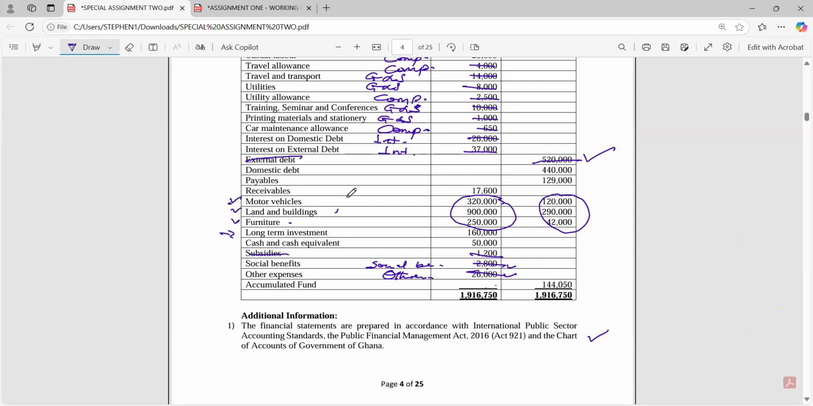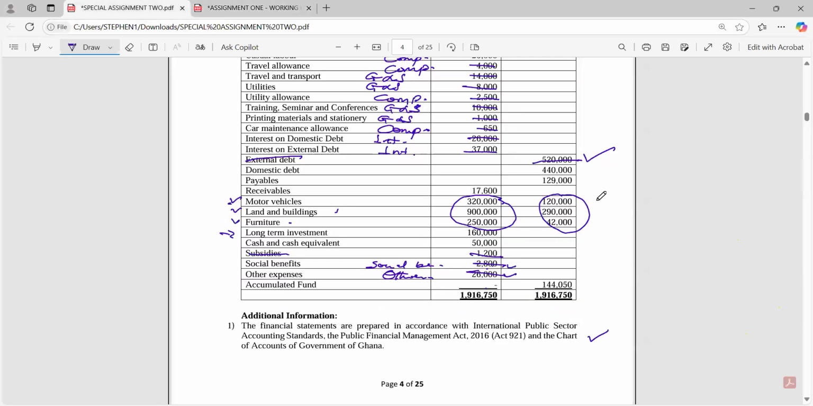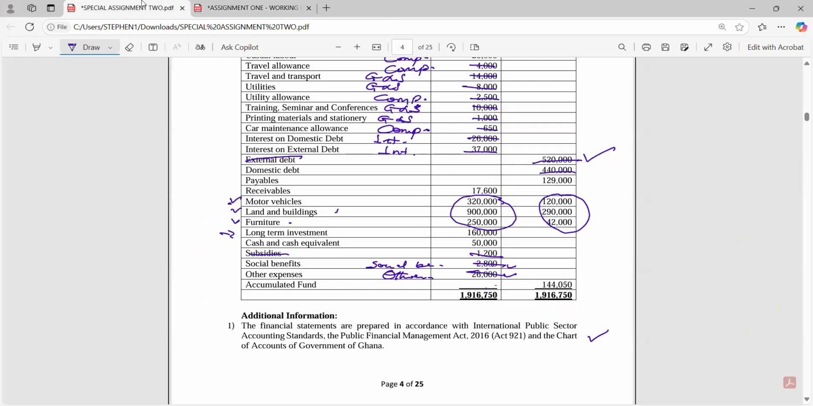So I'm done. Now come to this one, domestic debt, with the deficit. Is it not supposed to be in brackets? But I can't see brackets. Good. We have domestic debt, 440,000. You know, domestic debt is non-current liability. So go to domestic debt, 440,000. Cancel it out.